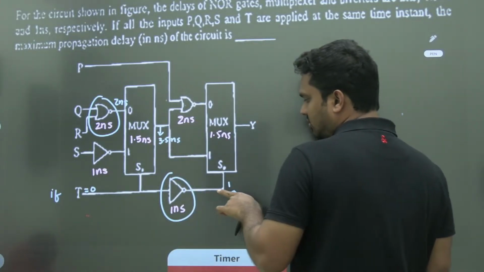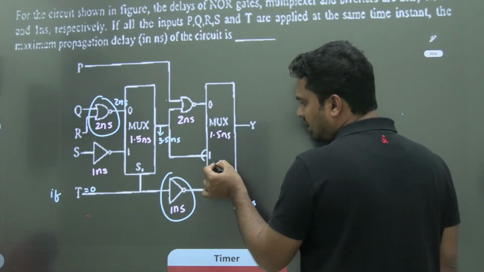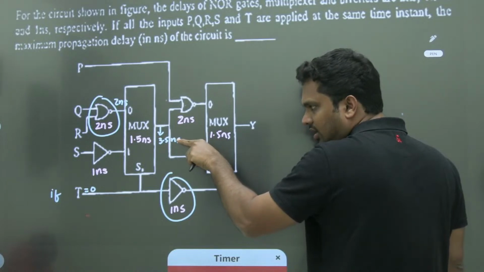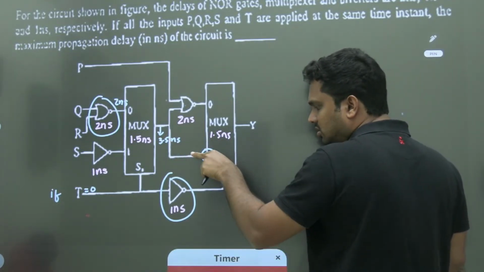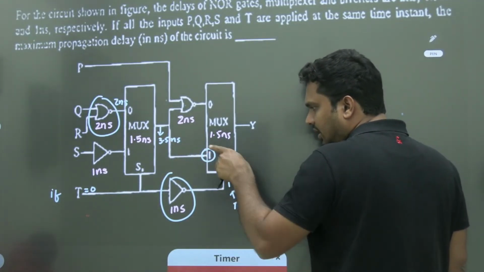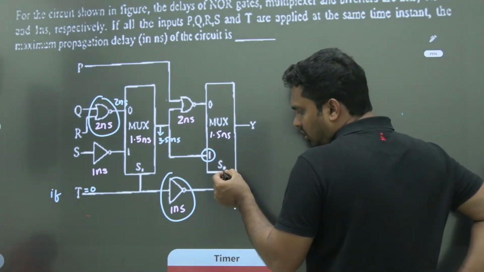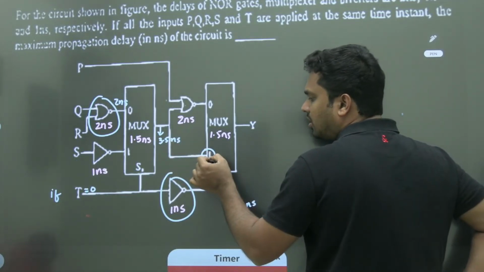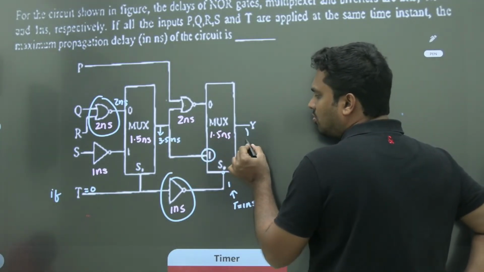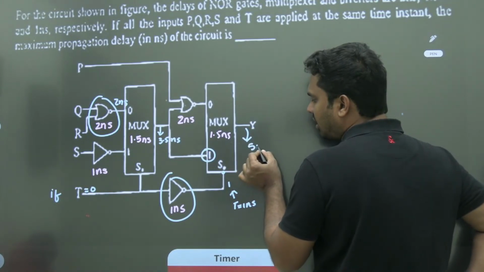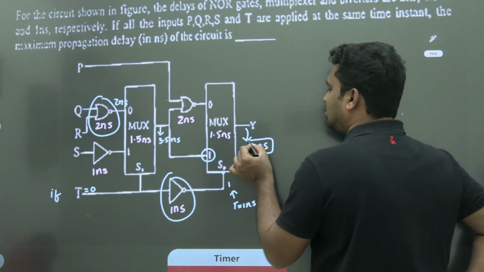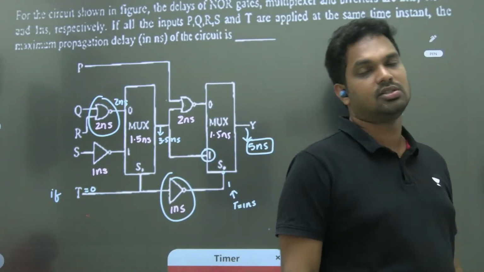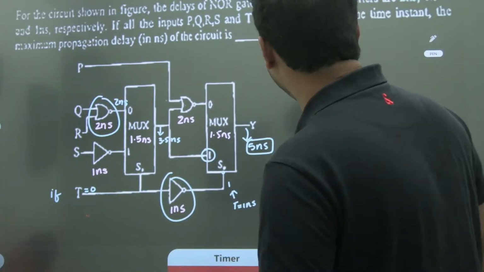Now, because the selection input is 1, it will select this. But this will be selected at 1 nanosecond, and the input is not ready now. It should wait for 3.5 because two of them are coming, and whichever comes late, we should consider. So at 1, this input is ready, but this will come at 3.5. So at 3.5 the input is applied, plus another 1.5 for the mux. So the total time required will be 5 nanoseconds. This is the first part. It is done. Now the second part.